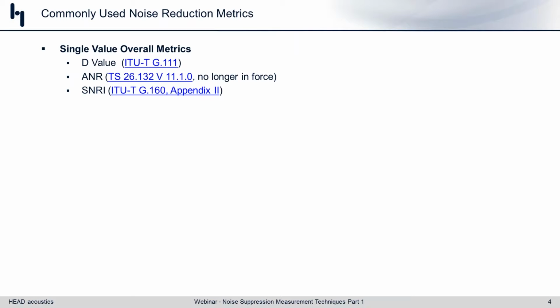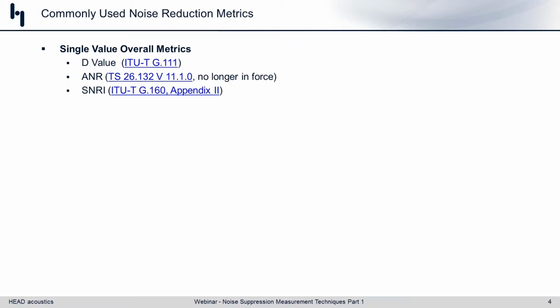We're talking about the ambient noise rejection, which you can find in the TS 26.132 standard, one of the older versions, mind you, version 11. I think we're up to version 14 now. TS 26 is the mobile phone test standard. And then an additional single value metric is the SNRI, which comes to us from ITU-T G.160. And SNRI is the signal to noise ratio improvement.